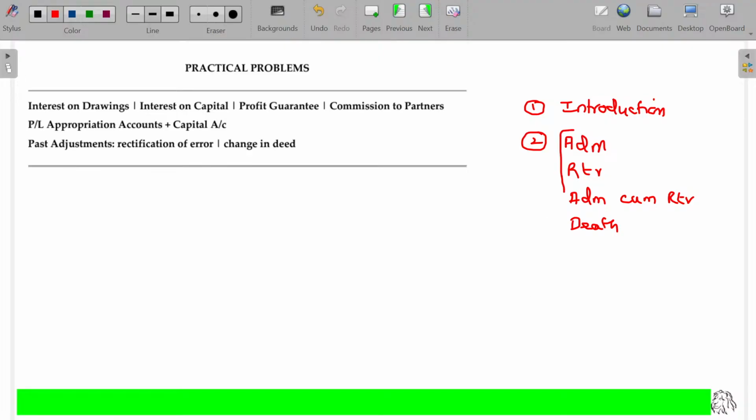These are the second set of components you have to study. Most probably you may expect the questions from this component. Okay, this second component: admission, retirement, admission cum retirement, and death.